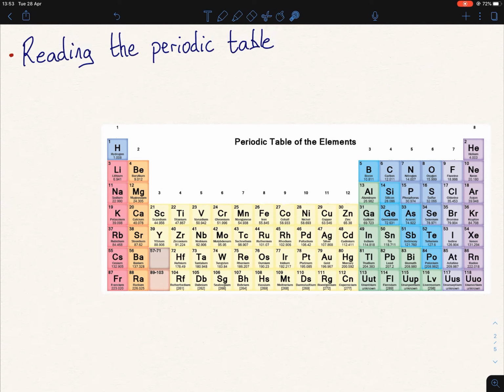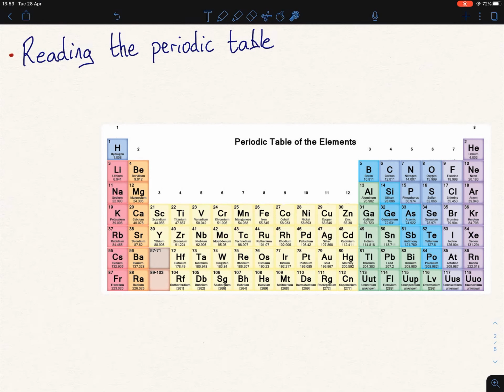Secondly, something that will be different in your log tables is the numbers up here. Instead of having 1, 2, 3, 4, 5, 6, 7, 8 and so forth, they might be in Roman numerals. So instead of 4 you might see IV, and instead of 5, you might see V. Just bear that in mind as well. The periodic table in your log tables will not be in colour either.